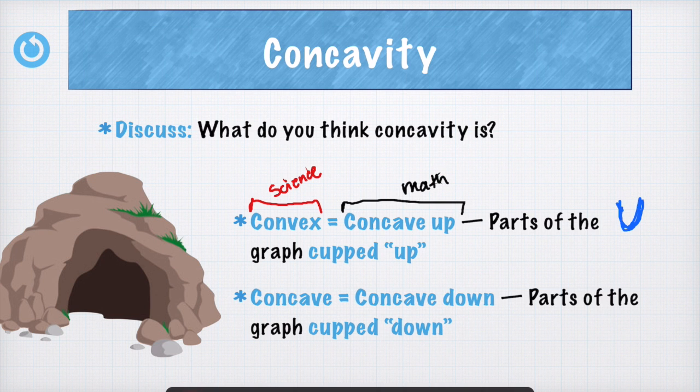And it looks like a cave, which is why we have a picture of a cave, because a cave has a beautiful concave down shape, or it's just concave in general. If it looks like a cave, it's concave down, or in science world, it's concave. If it doesn't look like a cave, then it's the other one. It's convex or concave up.